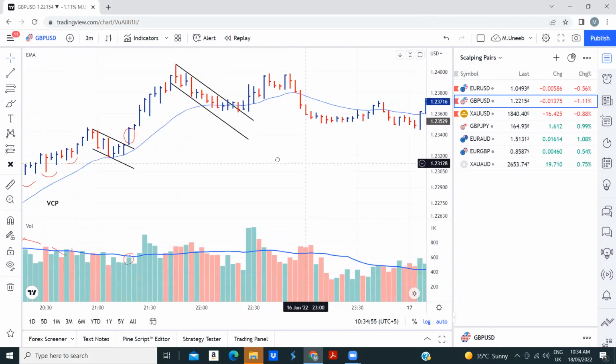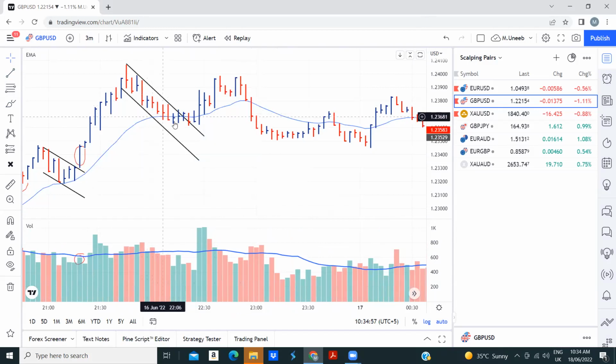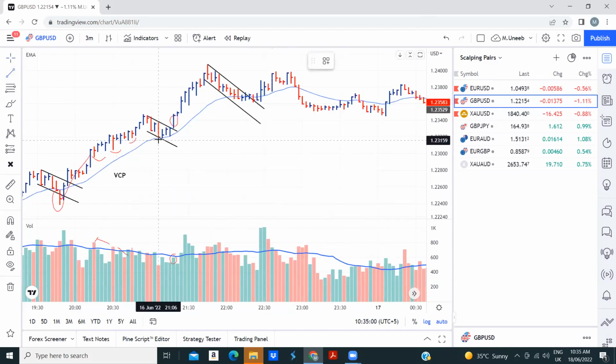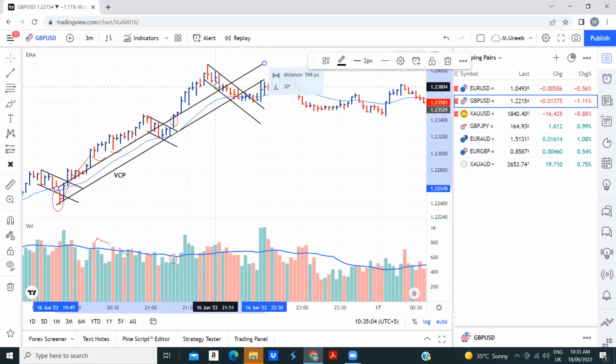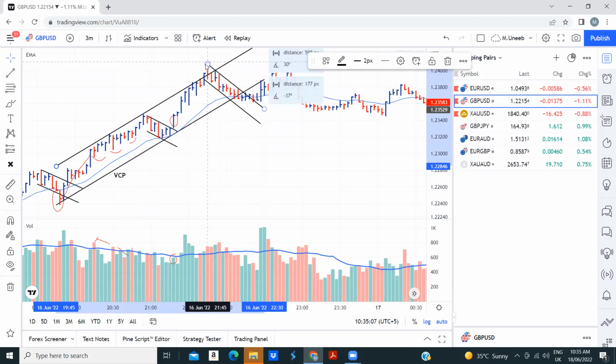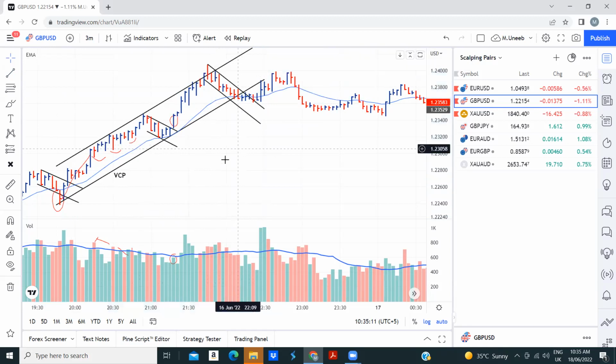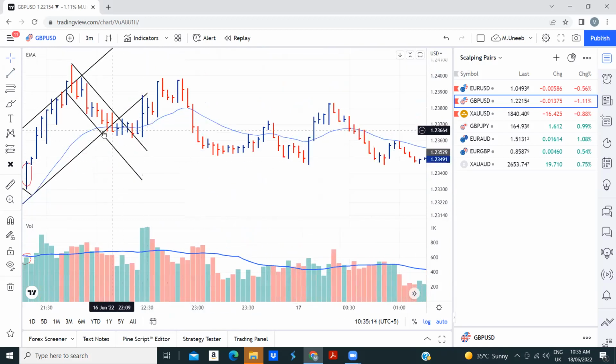Okay. Yes, this can be a flag pattern, and this was a flag pattern actually. But if we draw the line and structure here, we observe what? Overbought. Overbought. Does it make sense? So yes, you can trade this pattern, but you have to keep in mind that you should not hold on to this buy trade for longer. Got it?